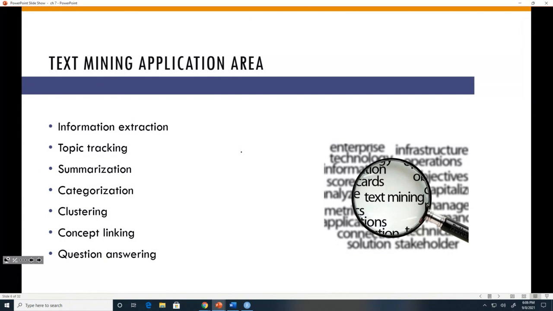Summarization is the process of summarizing a document to save a reader time, kind of like what I'm doing right now. This way you don't have to read the textbook. I can summarize it in, you know, 20, 30 minutes. Categorization identifies the main themes of a document to put them in a predefined category. Clustering is the process of grouping similar documents without predefined categories. And concept linking connects related documents by identifying shared concepts. Question answering is the process of finding the best answer to a question through pattern matching.